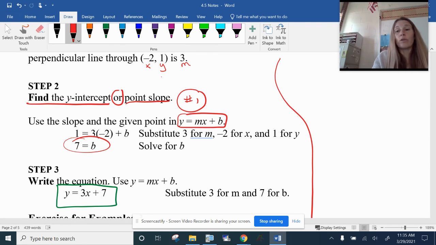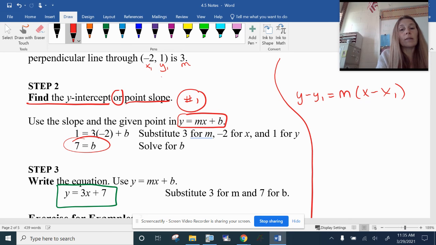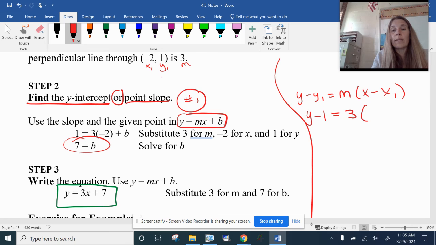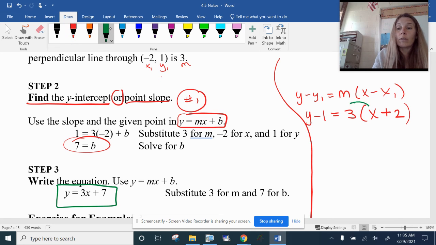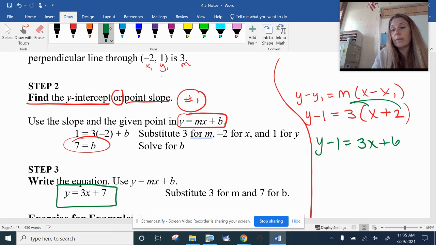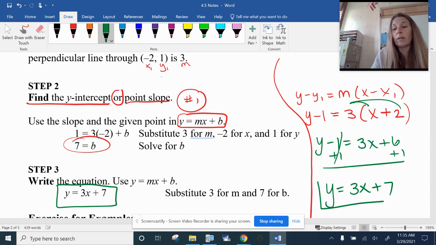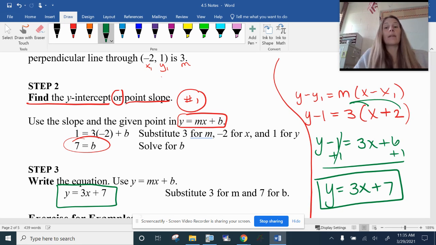If you would rather do point-slope, y minus y1 equals m times x minus x1. So y minus 1 equals 3 times x. Remember, when you subtract that negative 2, it becomes a plus 2. Now we're just going to distribute, so we get 3x plus 6. Add the 1 to the other side. So now we get the equation y equals 3x plus 7, and we can clearly see that the y-intercept is positive 7.